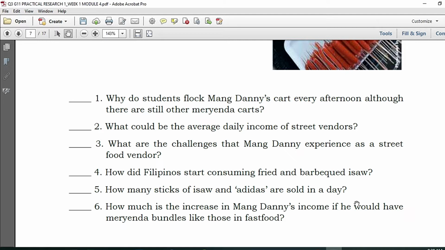Okay, number 4. How did Filipinos start consuming fried and barbecued isaw? Okay, what's your answer? Okay, correct. It's letter W. Okay, number 5. How many sticks of isaw and Adidas are sold in a day? Okay, the answer is letter N. Numbers.